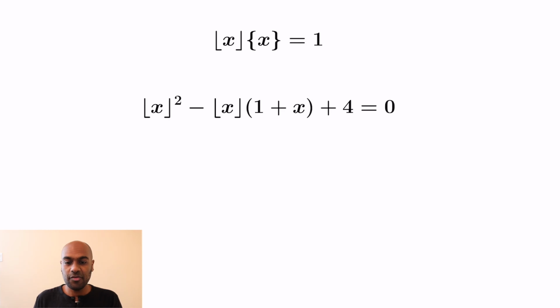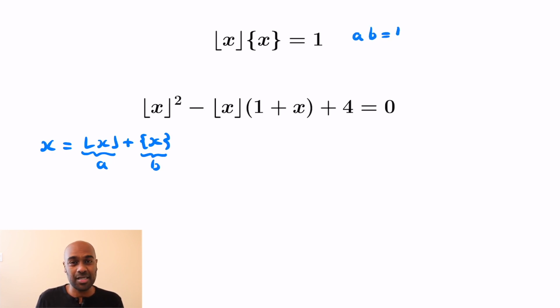Here we have the floor of x times the fractional part of x is 1, and then the floor of x squared minus the floor of x times the quantity 1 plus x plus 4 is 0. Okay, so this looks really complicated, but again, if we want to solve a system like this, let's write things in terms of the parts that we know. So x itself, which appears in the equation, is the floor of x plus its fractional part. So that's going to let us introduce multiple variables here and keep track of things.